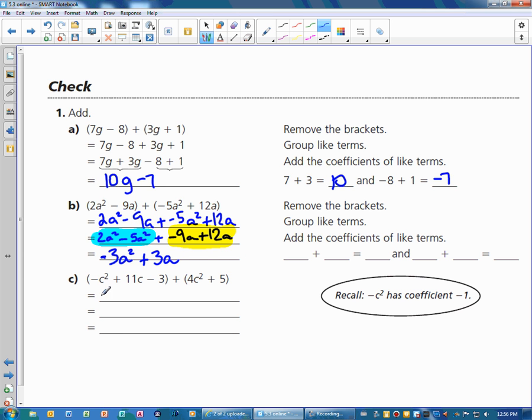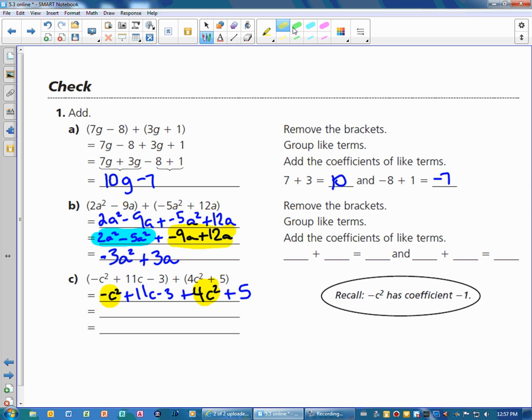Okay, last one. Drop the brackets. Negative c squared plus 11c minus 3 plus 4c squared plus 5. We are going to group. So if you don't feel like moving them around, and you know what, I'm not necessarily a big fan of this moving around, because when you're moving it around, what if you don't write it down properly? What about the highlighter? Let's just group.